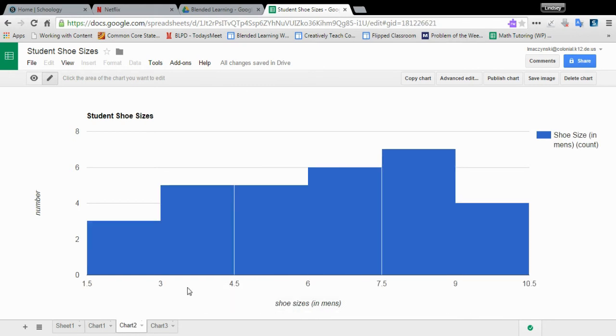Here I did shoe sizes. So you can see we range from a 1.5 men's shoe size to a 10.5. So we have more of a spread here. Most of our data is pretty equal in the middle.